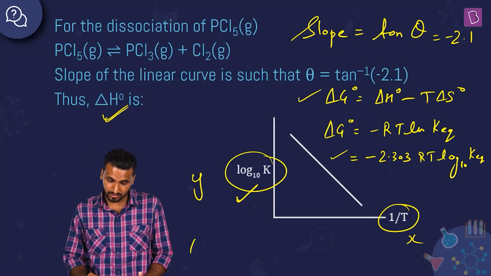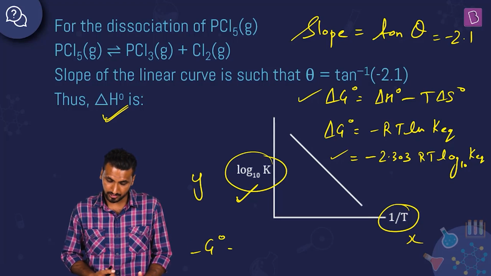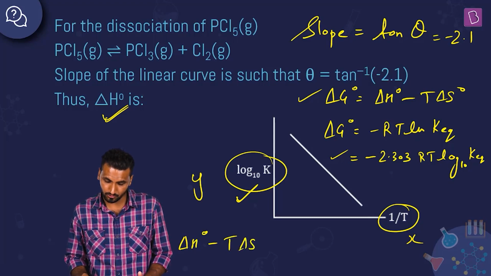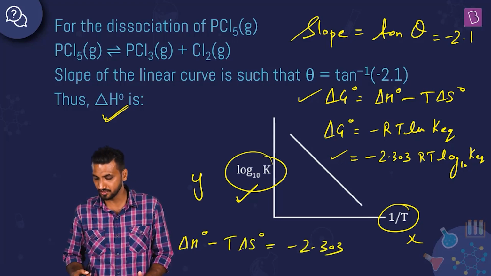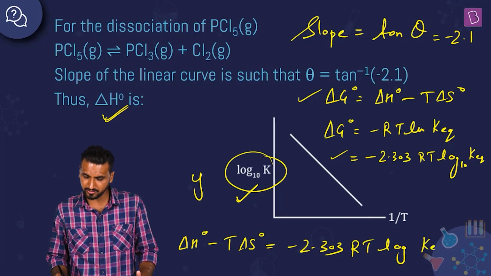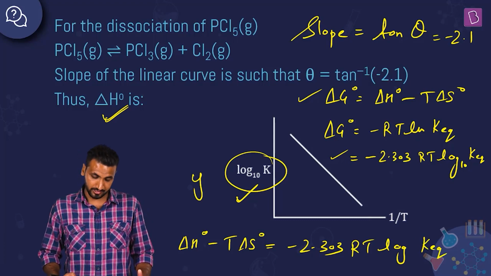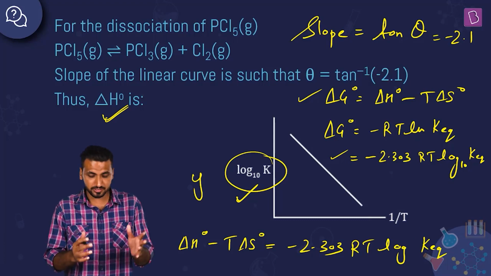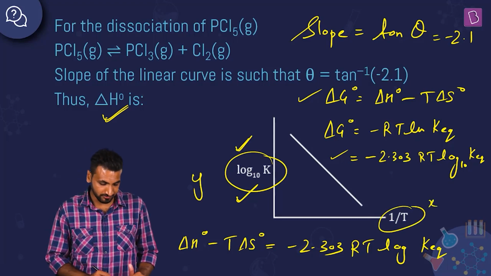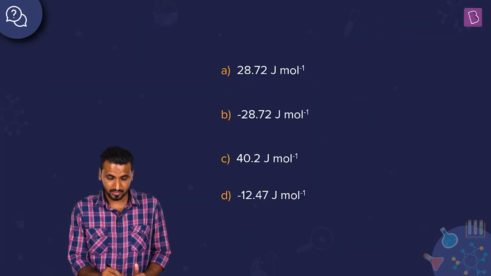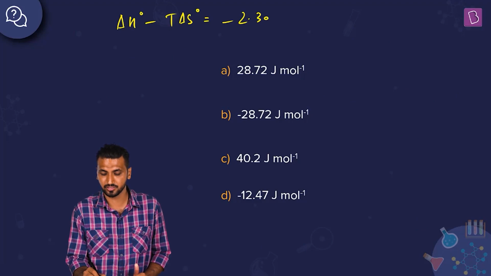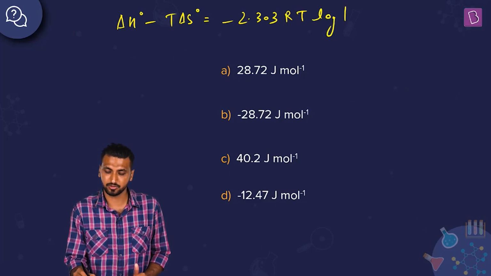So I'll say that delta G naught, which I will write as delta H naught minus T delta S naught, is equal to minus 2.303 RT log K equilibrium, and the base is 10, of course. No need to write it again and again. Let's modify this equation into what is required. On y-axis we have log base 10, on x-axis we have 1 by t. So I will write it as delta H naught minus T delta S naught is equal to minus 2.303 RT log K equilibrium. That's what the equation is.